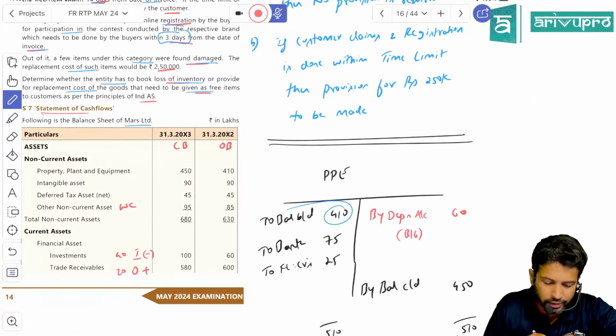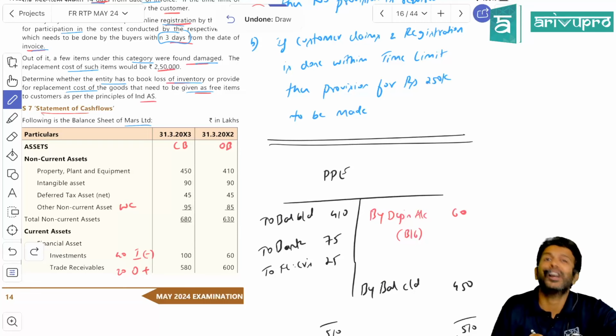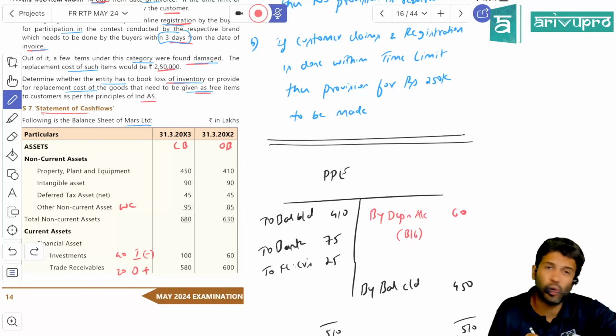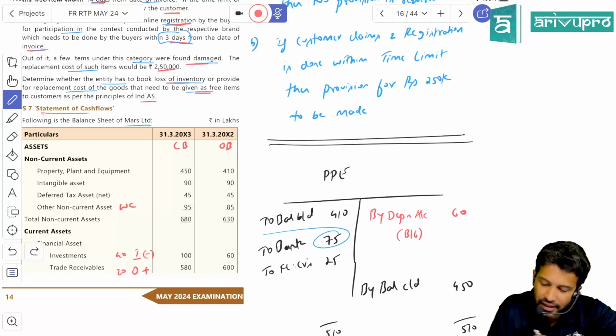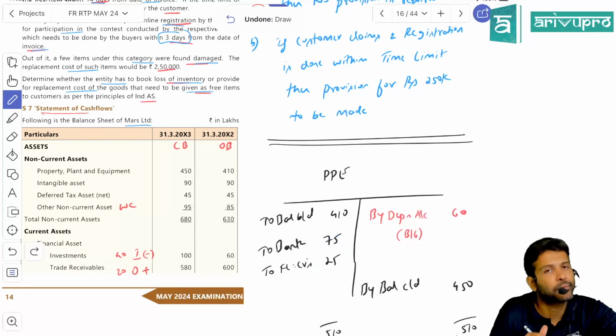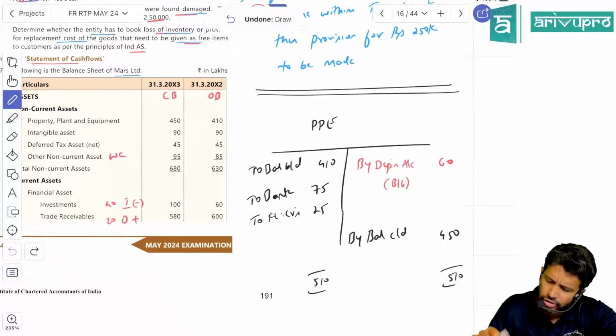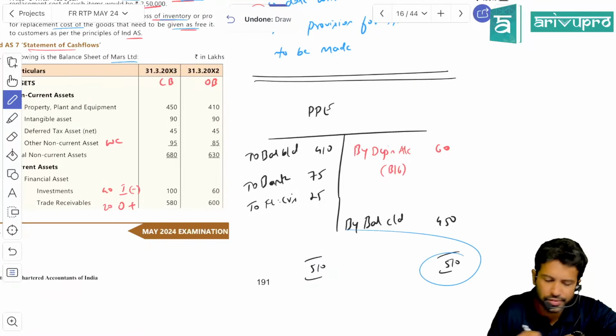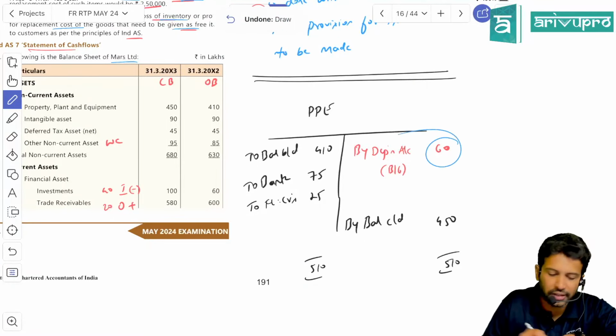Opening balance 410, closing balance 450 given. And we purchased PP worth how much? 100 lakh. Entire payment done? No, only 75 lakh done. So to bank 75, to financial liability creditors 25. Just now I showed you the entry, that posting we have done. No other transaction is there. So this side total is 510, this side also is 510. You're getting a balancing figure on the other side, which is 60.